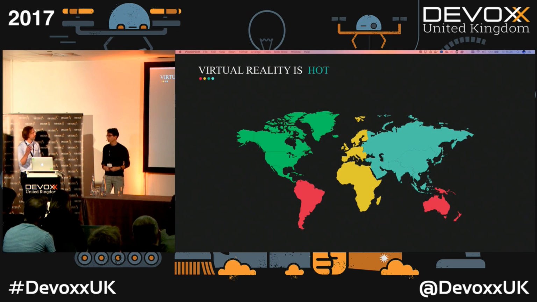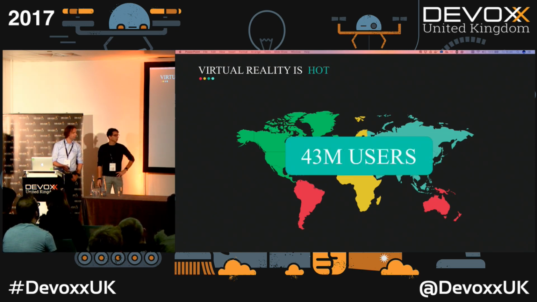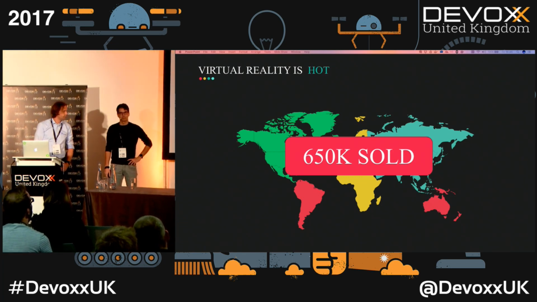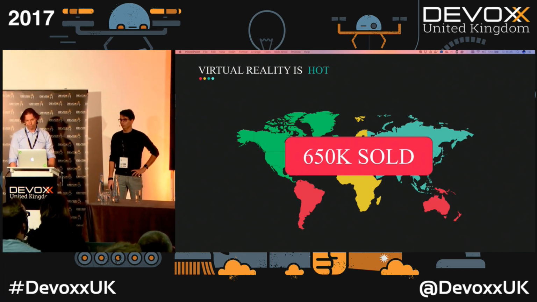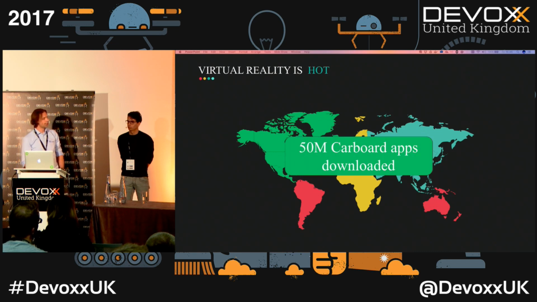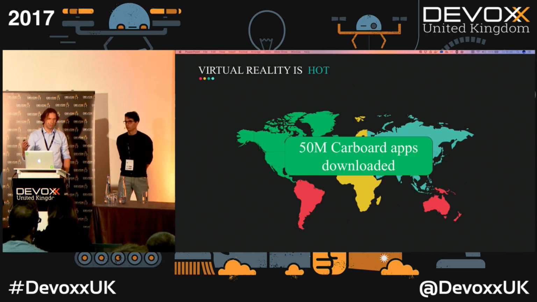Yeah, and why? Virtual reality is hot. Let's have some numbers. We have up to 43 million users all around the world and rising. 650,000 head-mounted displays are sold: Oculus, Vive, Gear VR, name them. And with the Cardboard side, 15 million Cardboard apps are downloaded. Last year was a huge explosion in the amount of apps for virtual reality and also the downloads of it. So it's really taken off.